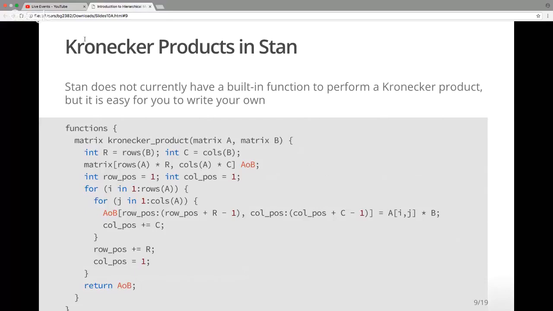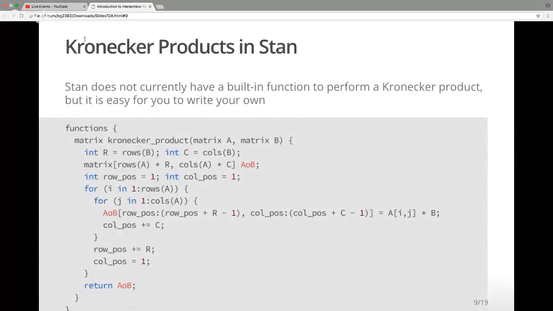You need to keep track of the row position and the column position where you're inserting stuff into the matrix that you're going to return. But you just loop over the rows of A, loop over the columns of A, and you stick into the corresponding block of the matrix that you're going to return at the end.